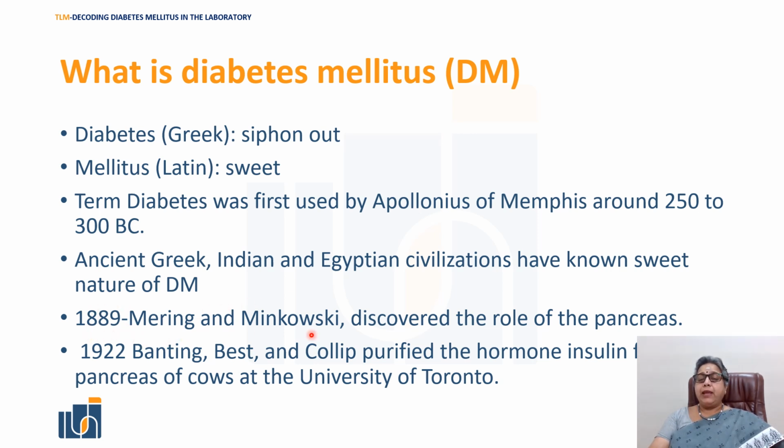In 1889, Mering and Minkowski discovered the role of the pancreas in the regulation of glucose metabolism, and what happens if something goes wrong. But the biggest discovery and a kind of game changer came about in 1922 when Banting, Best and Collip purified the hormone insulin from the pancreas of cows at the University of Toronto. Really, this was one of the best gifts that Banting could give to a diabetic patient, where he offered insulin as replacement to regulate the glucose levels in the body. And that is something that all of us remember, the discovery of insulin, which could be injected into the human body.